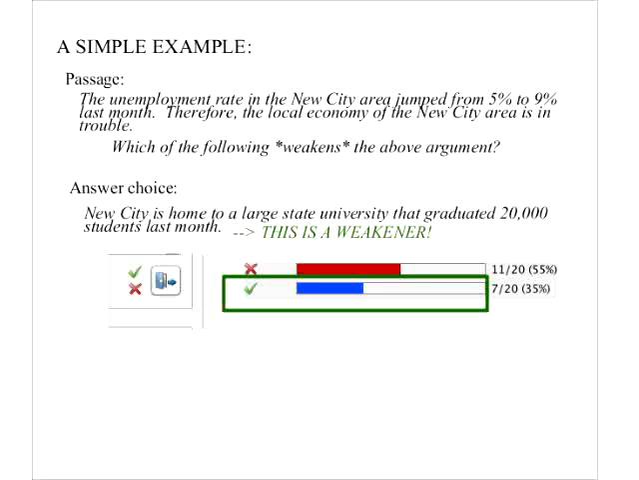Let's have you guys weigh in on this a little bit. Go ahead and type in the text box some explanation for how this is a weakener. See if you guys can give some opinion or some enlightenment here. A couple of you are typing. How does this work? How does this answer choice weaken?